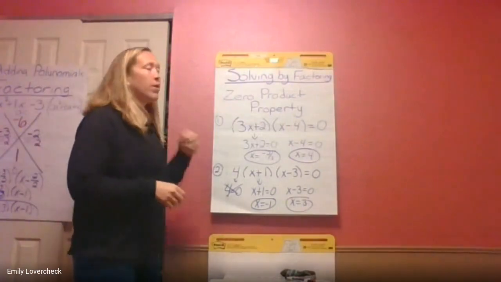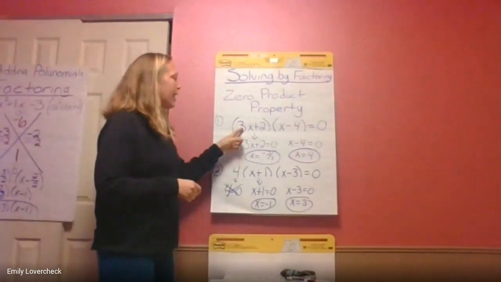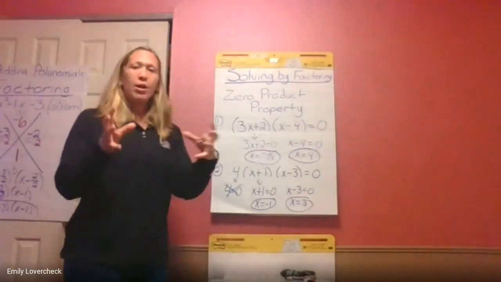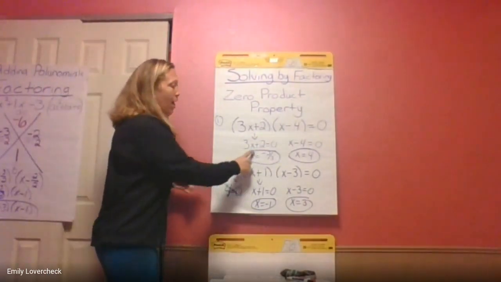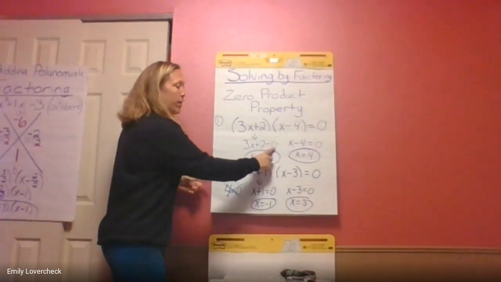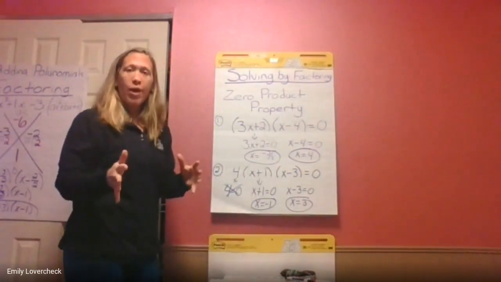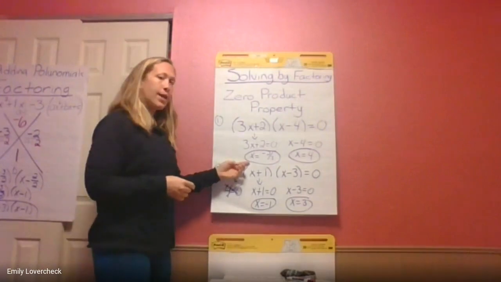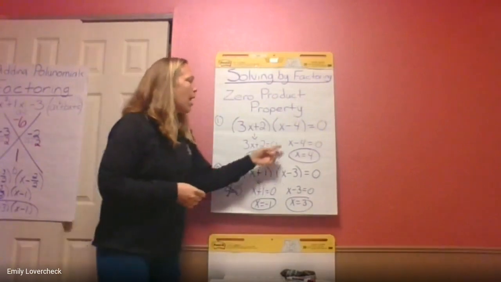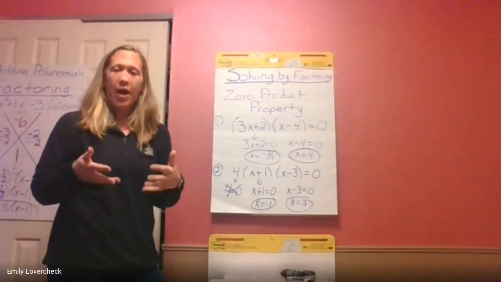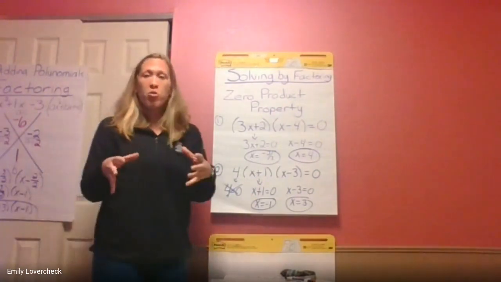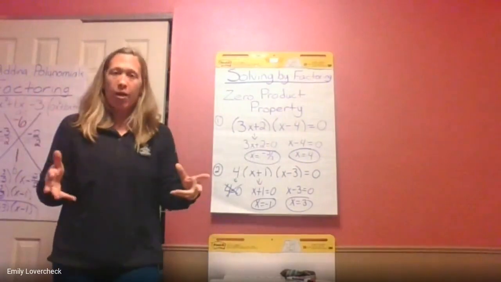So what I do, because of the zero product property, is set each binomial as a separate equation and set it equal to 0. So in doing that, I would get 3x plus 2 equals 0. So I would subtract 2 and divide by 3, and I get x equals negative 2/3. And then I would bring down my x minus 4 and set that equal to 0, and end up with x equals 4. Those would be my answers. I would be done. I would solve it.